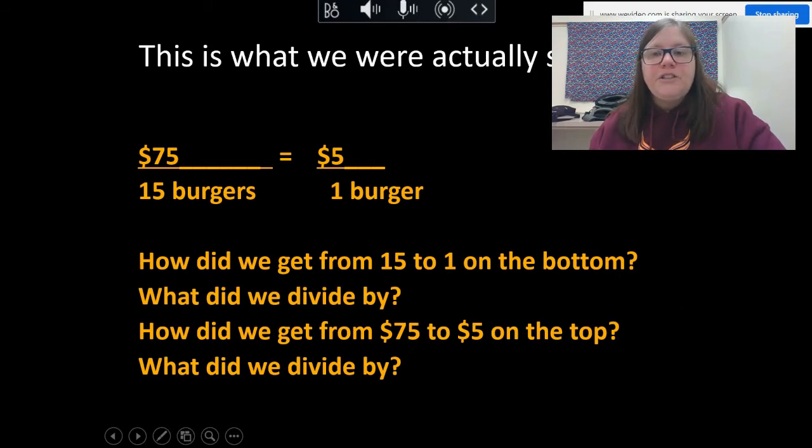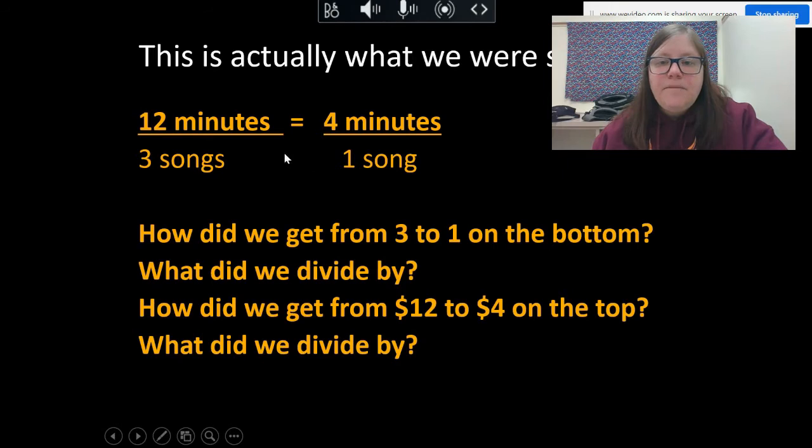This is what we were actually solving in that hamburger problem. We had 75 over 15, the cost over the burgers, equals $5 over one burger, the cost over the burger. This is what I showed you yesterday in the notes. So how do we get from 15 to 1? We have to divide 15 divided by 15. And then we take 75 divided by 15. We talked about that. Same thing. We did 3 divided by 3, 12 divided by 3. It's very simple once you see it like that.